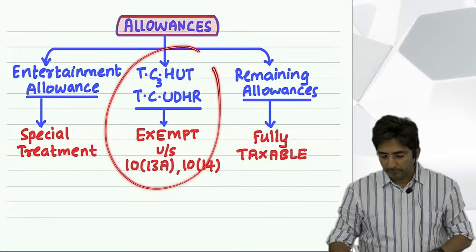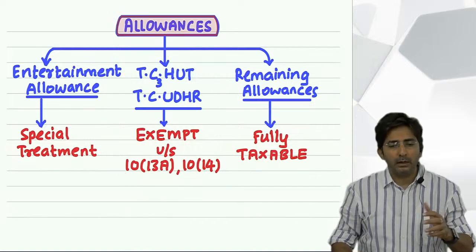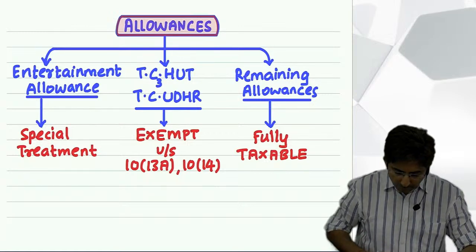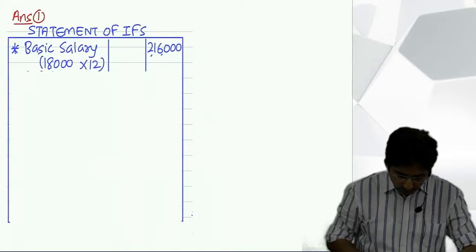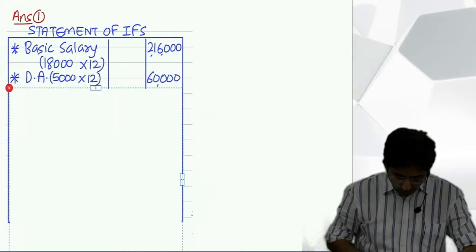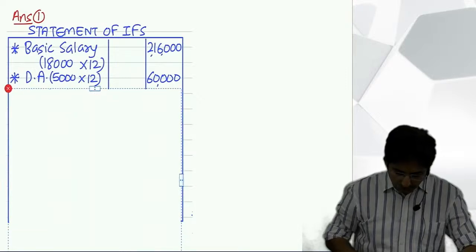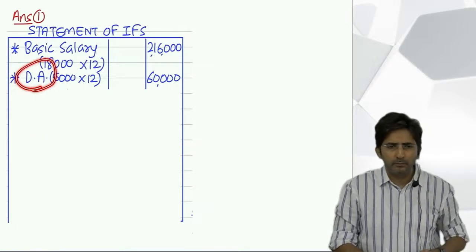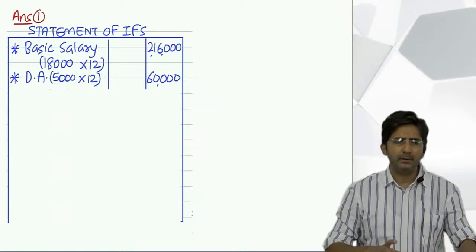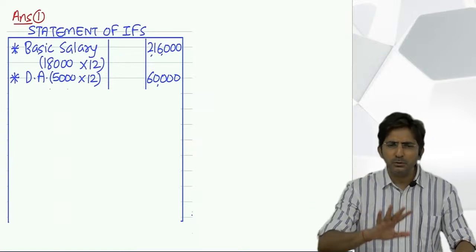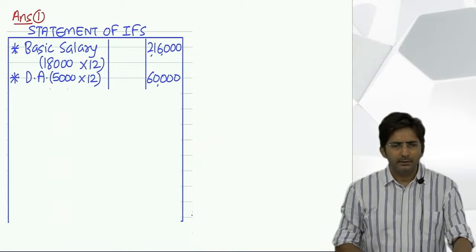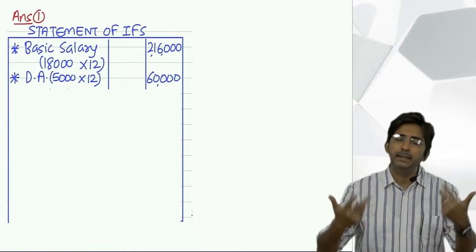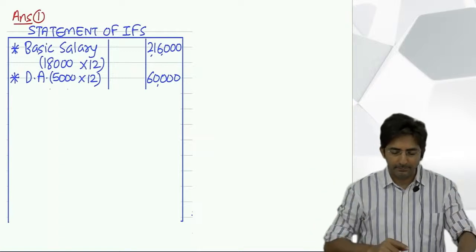Okay. Fully taxable means full amount, in the outer column you will write the full amount. How much? 5000 into 12, 60,000. And even if you write DA, it is such a popular short form. In day to day life, if you say I am getting so much of DA, it is understood. Otherwise we are scared to use short forms in the exam, right? But for DA, you don't worry, it is very famous. DA, dearness allowance.